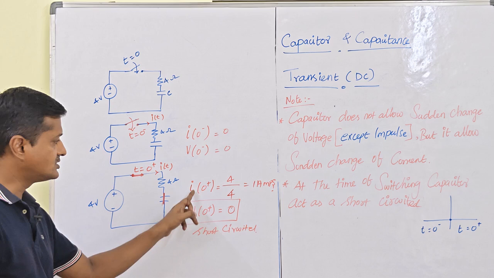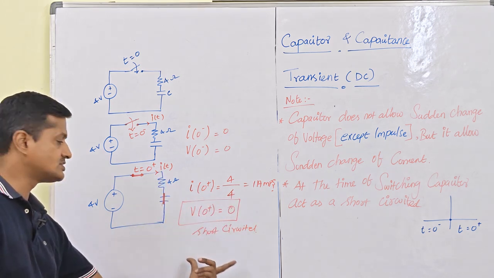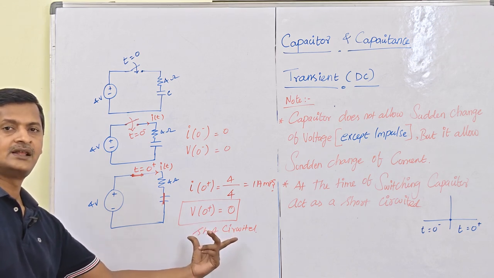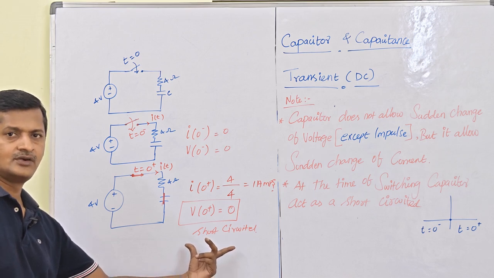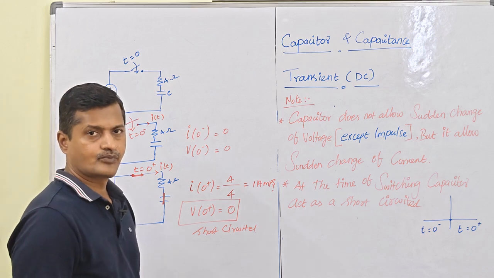So when short circuited, the current in the circuit will be 1 amp, and the voltage will not accept sudden change. So if the voltage is 0, what kind of circuit should it be? That will be a short circuit. So voltage 0 means it is a short circuit, voltage maximum means it is an open circuit. So here it is a short circuit.